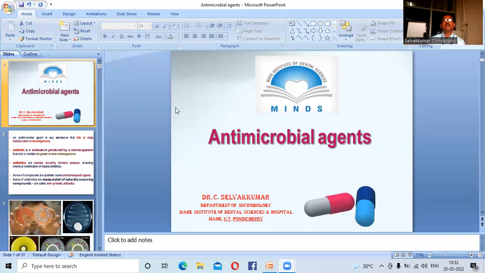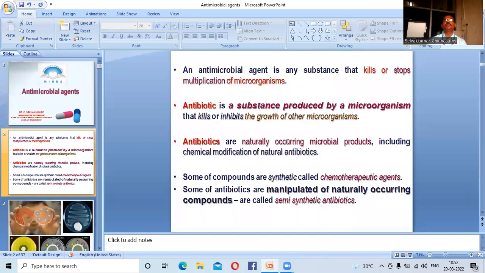Today's topic is the antimicrobial agent. I am going to brief about antimicrobial agents. What is an antimicrobial agent? Any substance that can kill or stop the multiplication of microorganisms. Then what is the difference between an antimicrobial agent and an antibiotic? When do we call it an antibiotic?